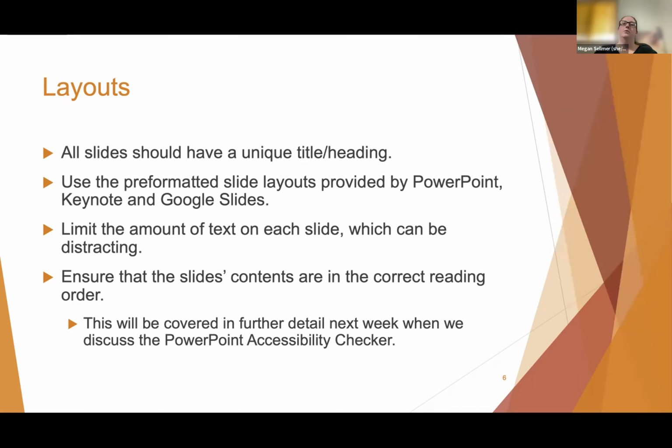For the slides, we suggest you limit the amount of text on each one, which can be visually distracting. And for the last point, we're going to talk about it a little bit more next week, but you need to ensure that the reading order is correct on each slide. For example, when a reading order is incorrect, a screen reader will come to a slide and it can read the slide number first, and then the text, and then the title, right? That means that the reading order is not correctly formatted. We're going to talk about how to check that and fix that next week.